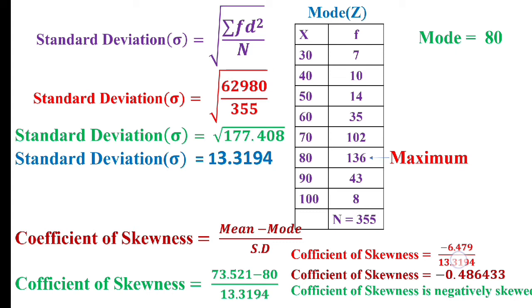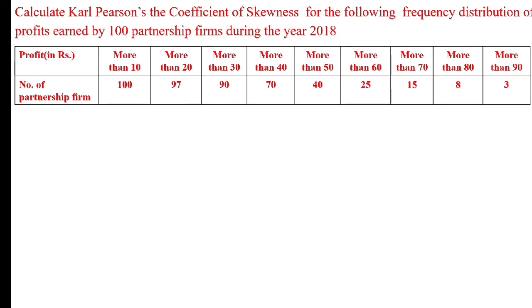In this problem, a more-than series is given. So we first need to find the exclusive class intervals. Here the difference is 10, 10, 10, so we get 10 to 20, 20 to 30, 30 to 40, 40 to 50, 50 to 60, 60 to 70, 70 to 80, 80 to 90, 90 to 100. It is in decreasing frequency.